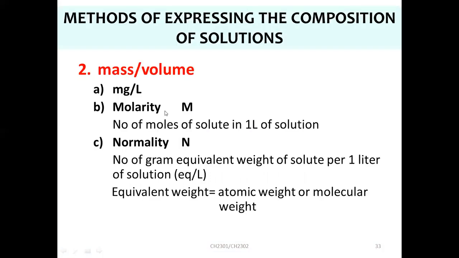The second method of expressing the composition of a solution is mass per volume. We can use milligram per liter, molarity or normality. Because in designing or operation of a wastewater treatment plant or water treatment plant, we should be able to express the concentration of some constituents, some pollutants, some impurities. Because of that, we should know all these things, but I know all of you have learned all these things in advanced level classes.